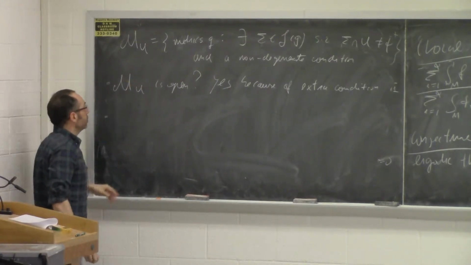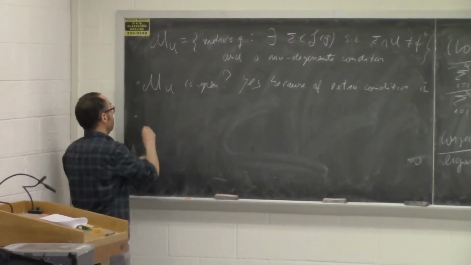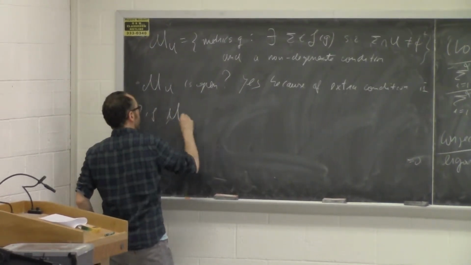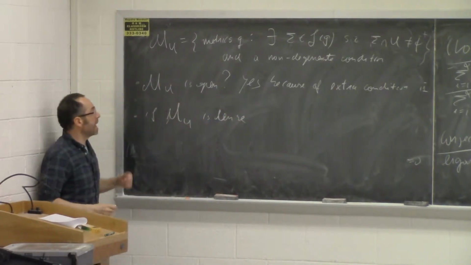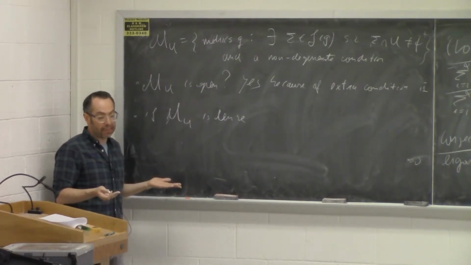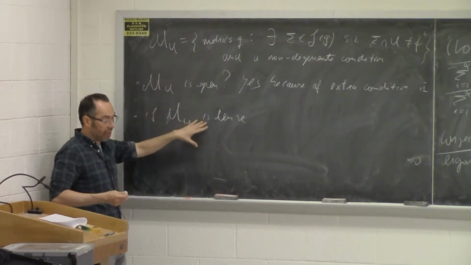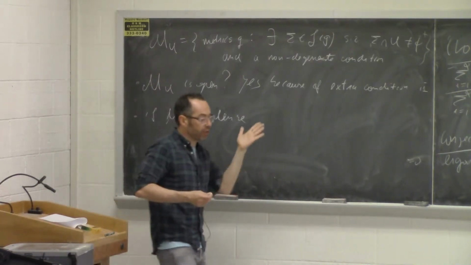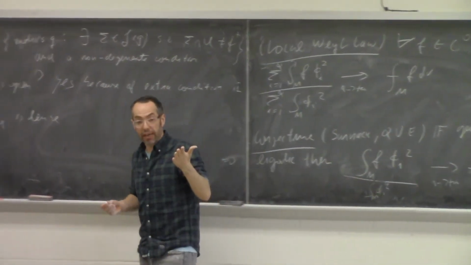So if I show that this set is dense, then I'm done, right? If this set is dense in the space of metrics, then I'm done, because then I can just take a countable basis of open sets. I intersect this set for each element in the countable basis. I get a countable intersection of open and dense sets, and that is generic in the Baire category sense.